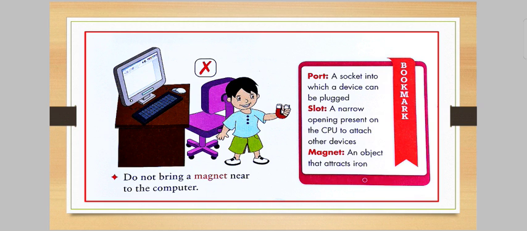Next is magnet. Magnet is an object that attracts iron. We all know what a magnet is.